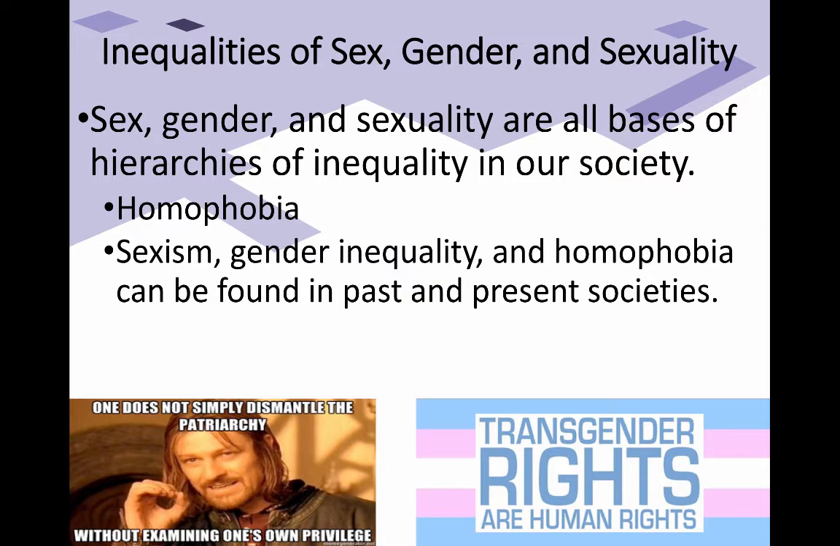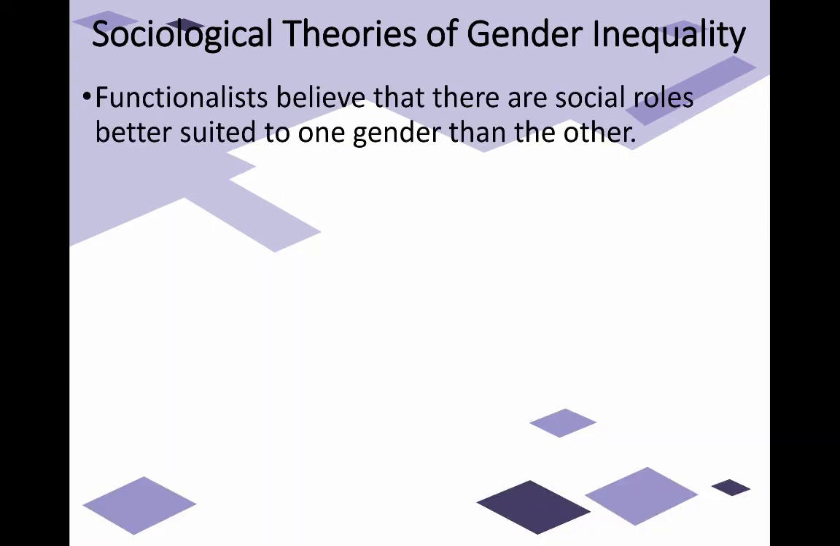So we're going to discuss some of those theories. So functionalists believe that there are social roles that are better suited to one gender than the other. And they believe that societies are more stable when tasks are done by the quote appropriate sex, right? Again, remember, functionalists are kind of old-timey. They're like 1920s, 30s, 40s. Anyway, so functionalists tend to believe that society functions the way it does as a result of men and women having different roles and tasks.